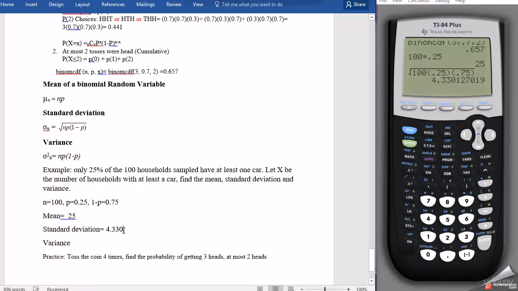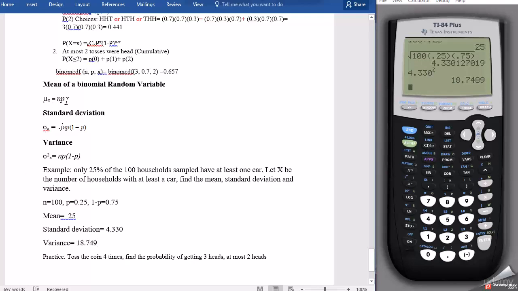Remember what we said: when we have a standard deviation, we square it. That's how we get the variance. What we could have done before was just to find this without the square root. That would be the variance, and then we can find the square root to get the standard deviation. But this is the standard deviation, the square root. Then to get the variance, you just square what you got. 4.330 squared is equal to 18.749 in 3 decimal places.